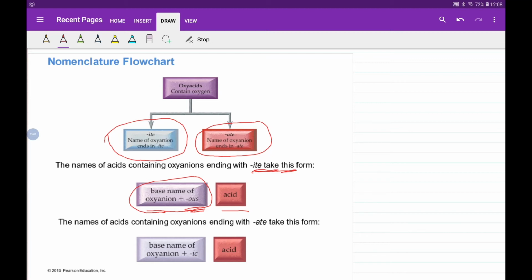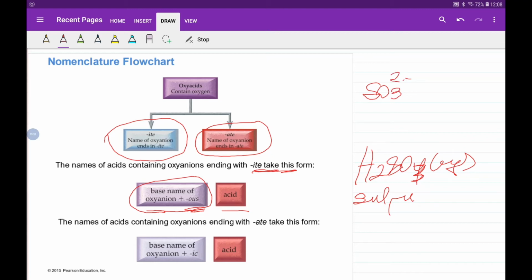For example, H2SO3, that's the ite, okay? It's sulfite, SO3 2 minus is sulfite. So when we name this, it's sulfurous acid. Sulfurous acid.